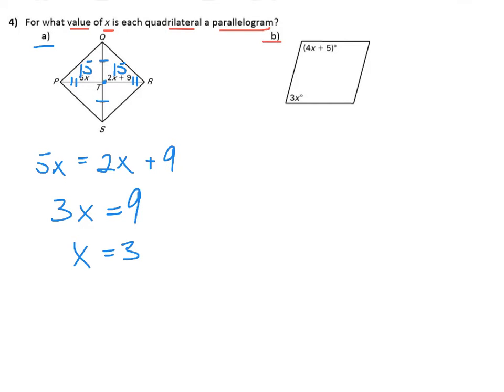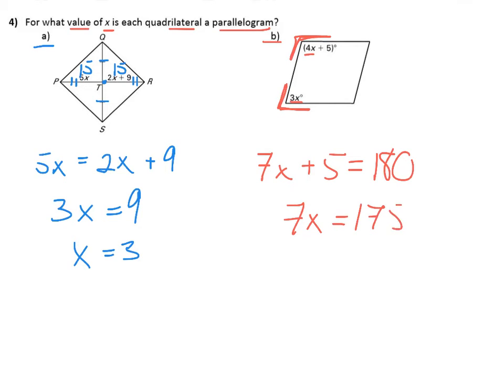Next example for B. Once again, just assume it's a parallelogram. The top angle, 4x plus 5, and the adjacent angle is 3x. Remember, those adjacent angles in a parallelogram are supplementary. So we have 4x and 3x plus 5. So I'm going to have 7x equals 175, and it looks like x equals 25. So it looks like in this case my angle measures are 75 and 105, which do add up to 180.